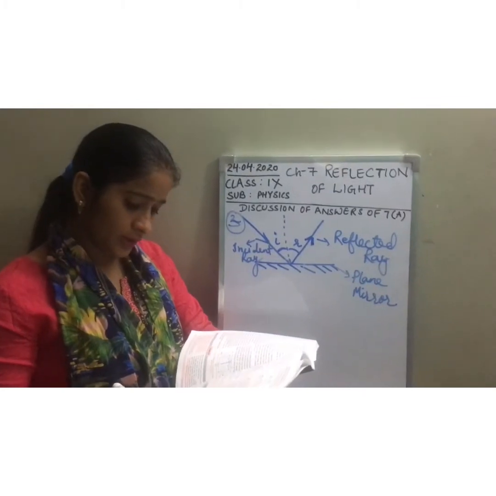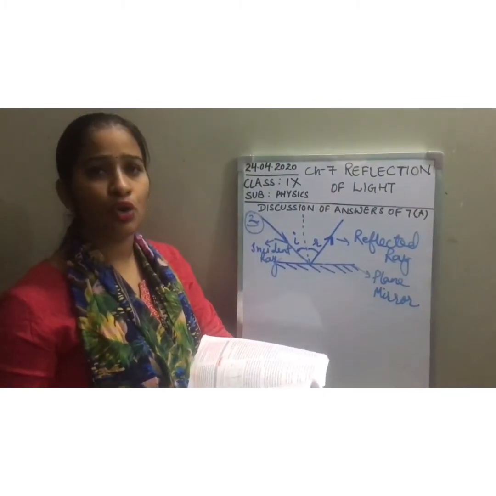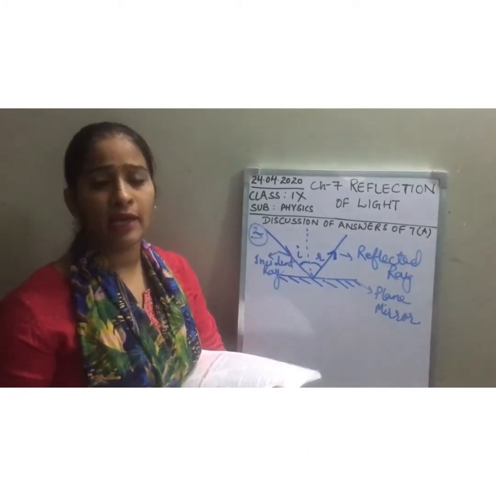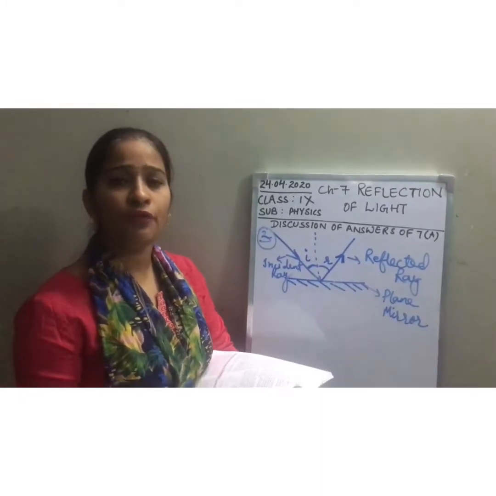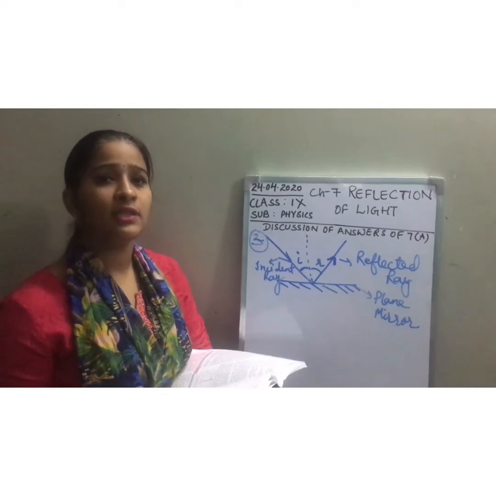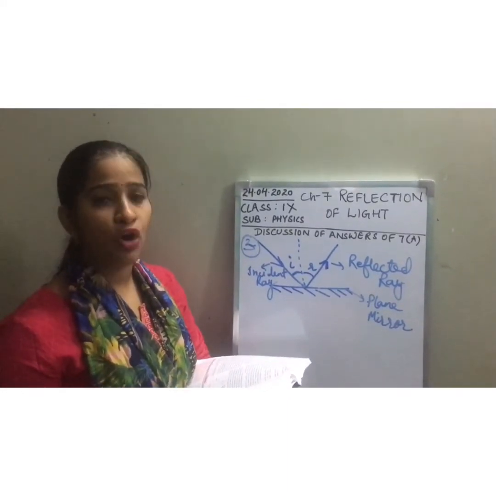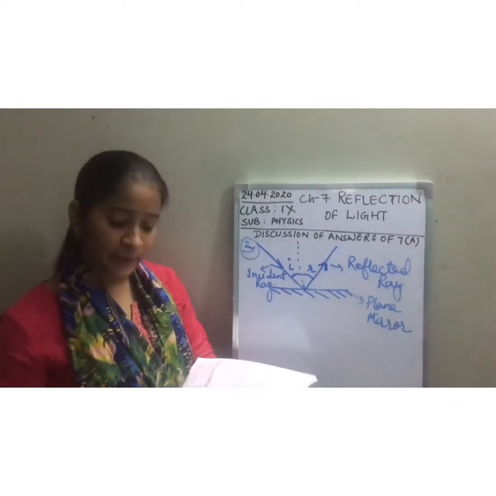So question number 6. State the two laws of reflection of light. It's given in the book. What is the first law of reflection? The angle of incidence is always equal to the angle of reflection. The second is that the incident ray, the normal ray and the reflected ray all lie in the same plane.